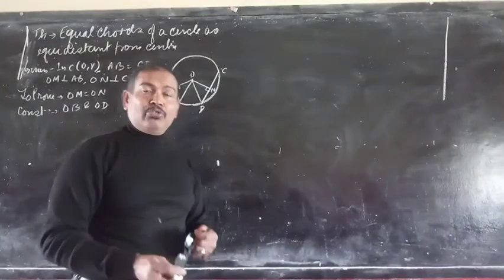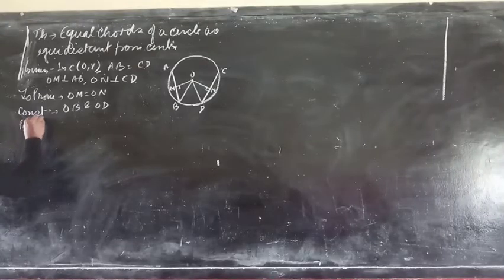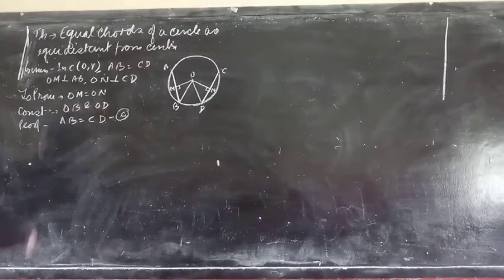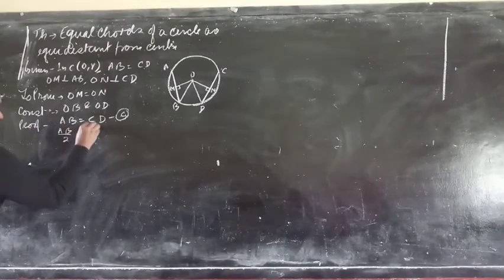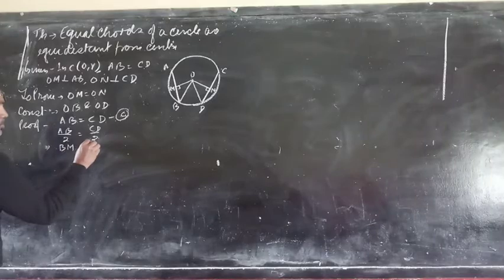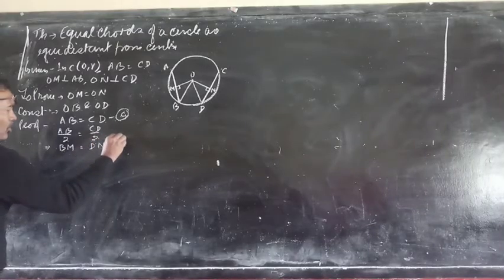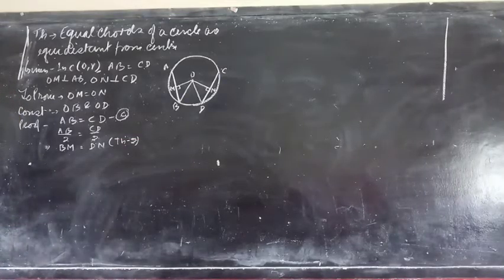Which you have already studied. Now here we will write the proof. AB is equal to CD. Why? Given. So AB upon 2 is equal to CD upon 2. So AB upon 2 is equal to BM, and CD upon 2 is equal to DN. Where did you get this from? Theorem. I don't remember the exact number. Okay? A perpendicular drawn from the center to a chord bisects the chord. We have to write this statement here.